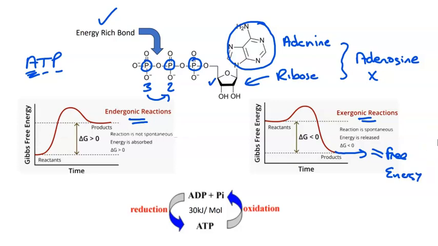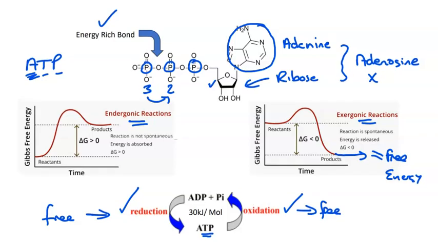An alternative view of this is to think of the formation of ATP as a reduction reaction and the breakdown of ATP as an oxidation reaction. So free energy coming out, and in this case free energy having to go in. Approximately it's about 30 kilojoules per mole, the free energy required to do so.